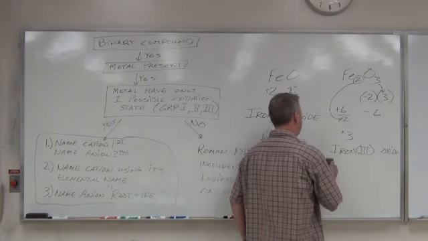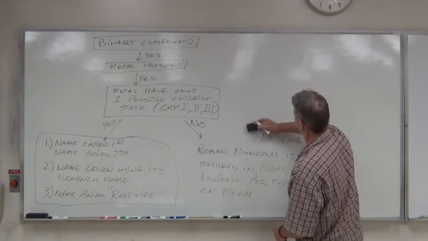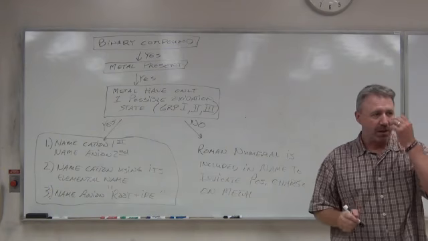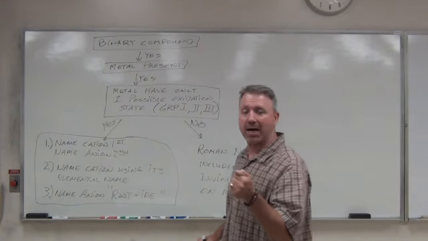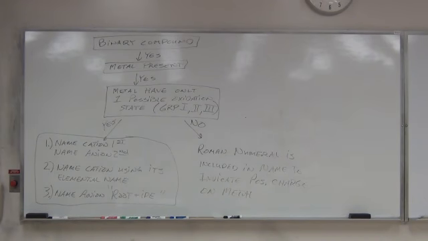The Roman numeral is included in the name so that you know what the positive charge is on the metal. The Roman numeral does not tell you how many you have. It doesn't tell you how many of the particular irons or coppers that you have. It tells you the charge.